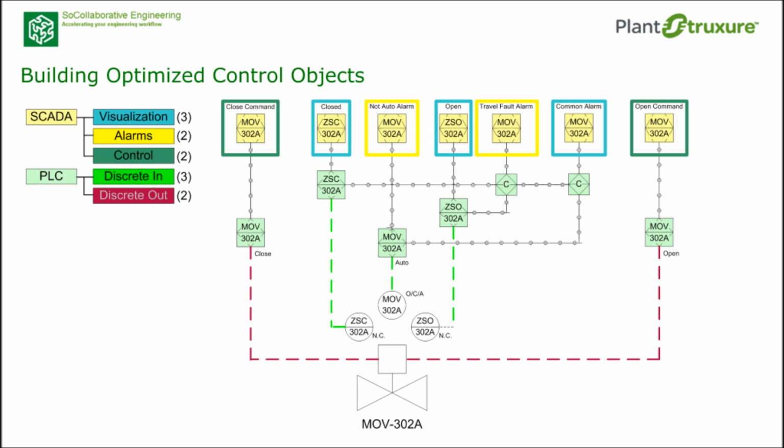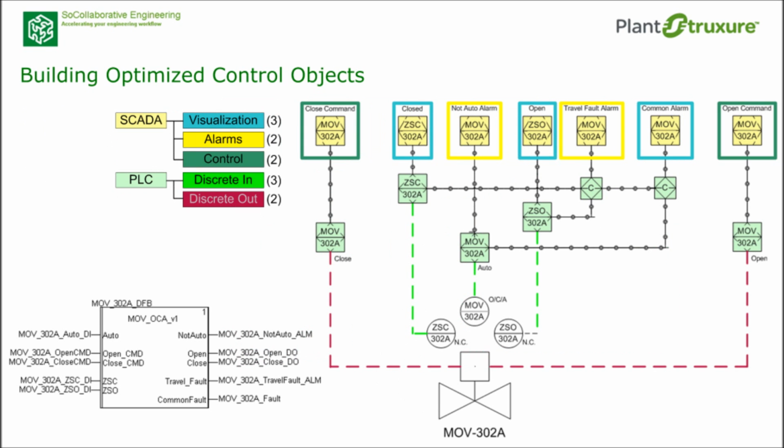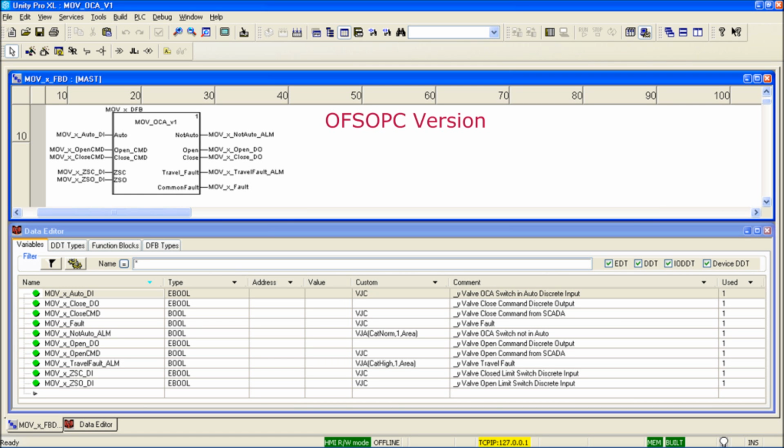Here are the PLC I/O requirements. 3 inputs and 2 outputs. All are discrete I/O channels. I will show 3 versions of a DFB created to meet these requirements. One for a native Modbus driver, one for the OFS OPC driver, and another for the DMPR driver. First, in Unity, the OFS OPC version.